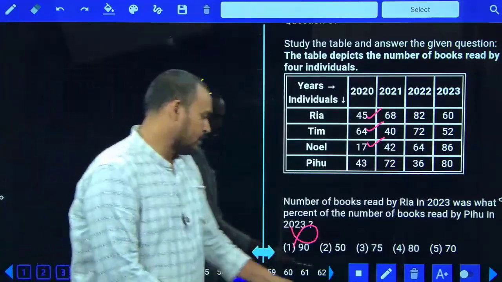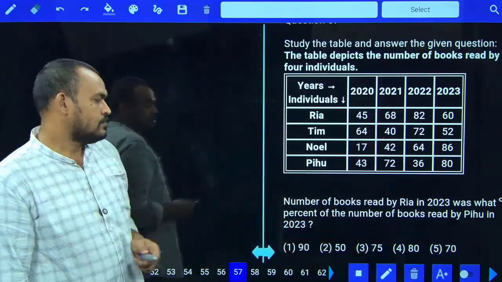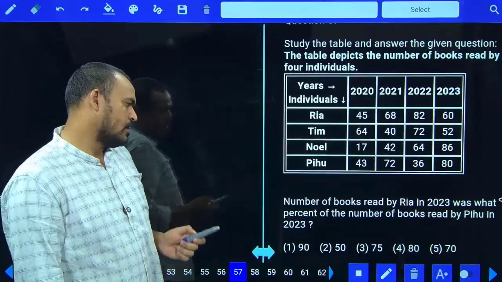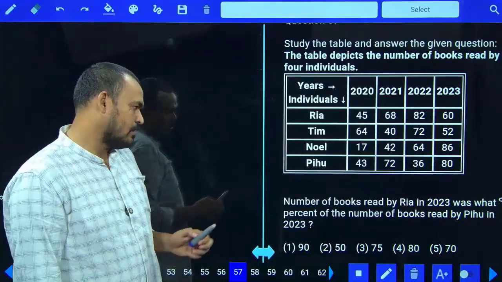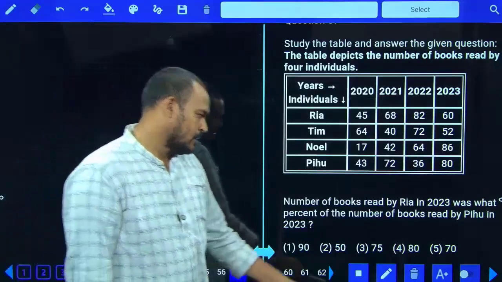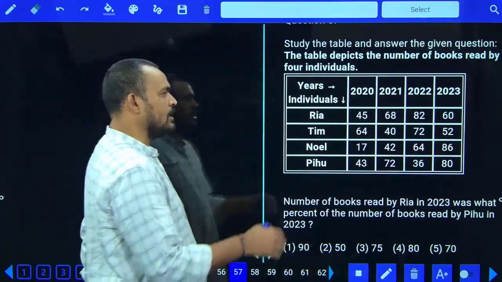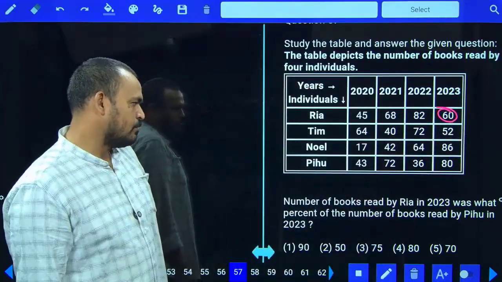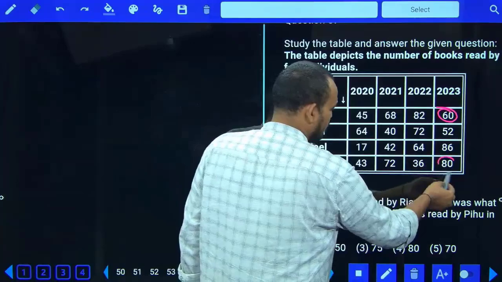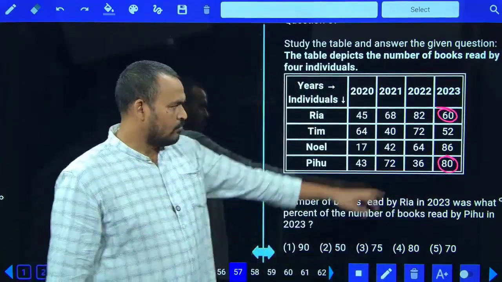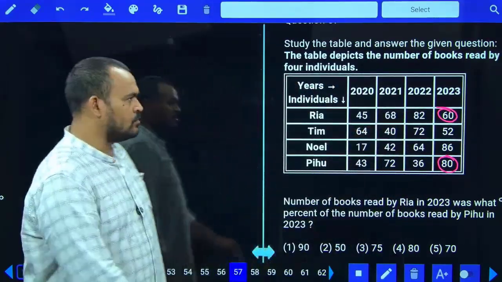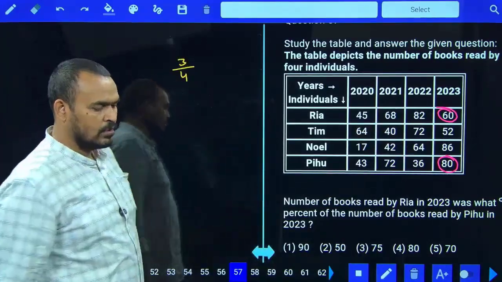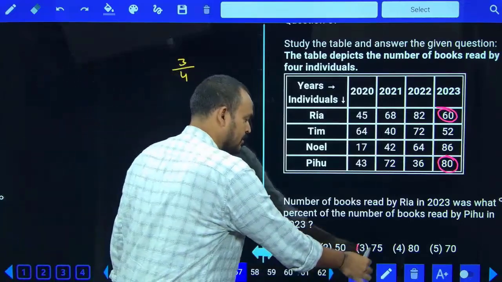Next question number 57. Number of books read by Ria in 2023 was what percentage of number of books read by PU in 2023? Ria in 2023 means what is the value? 60. Is what percent of PU in 2023? What is the PU value in 2023? 80. Okay. One is 60, another one 80. What is the ratio? 3:4. 3:4 means what is the fraction? 3/4. 3/4 means what is the percentage? 75.